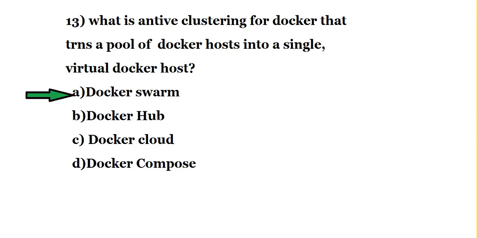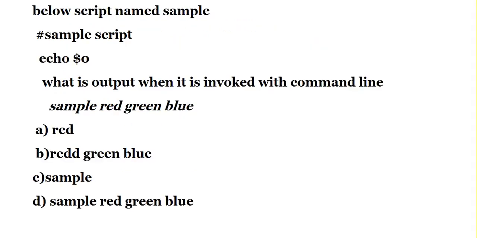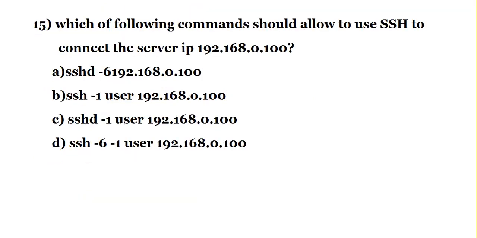That's the answer. So the next question is, they gave a sample script with echo. What is the output when invoked on the command line, sample print the grid? It's option C is the answer. So the next question is, which of the following commands should allow us to SSH to connect to the server IP 192.168.0.1? It's option B.